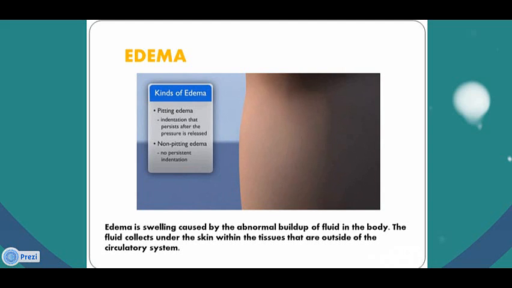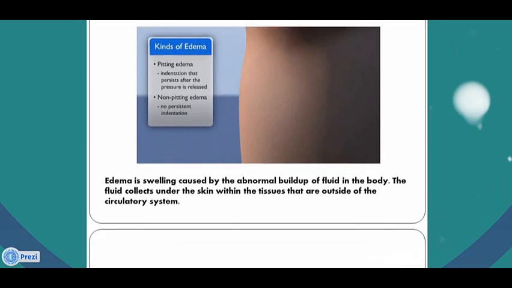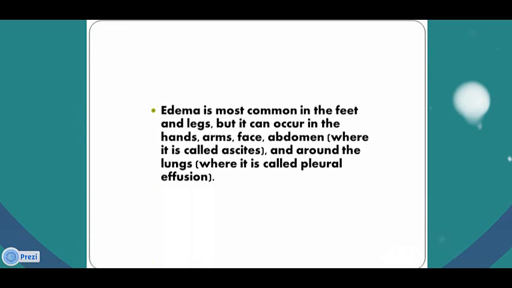Edema is a swelling caused by the abnormal buildup of fluid in the body. The fluid collects under the skin within the tissues that are outside of the circulatory system. Edema is most common in the feet and legs, but it can occur in the hands, arms, face, abdomen, where it's called ascites, and around the lungs, where it's called pleural effusion.